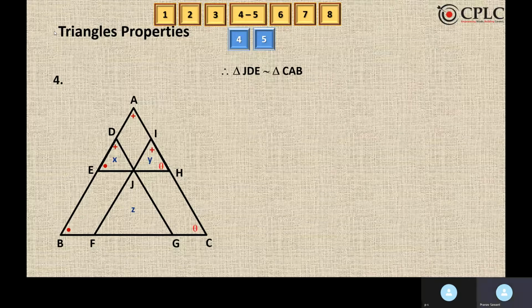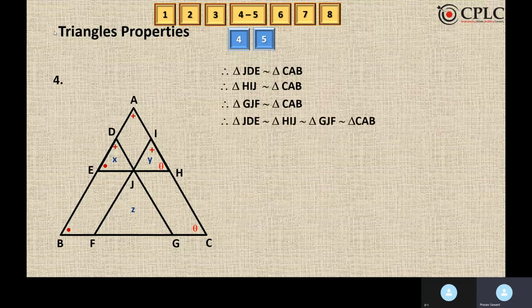Now, similarly, we can prove that A and I are corresponding angles and H and C are also corresponding angles. Hence, triangle HIJ and triangle CAB are similar triangles. Also, in the same way, triangle GJF and triangle CAB are similar. Hence, we can say that all the four triangles are similar triangles.